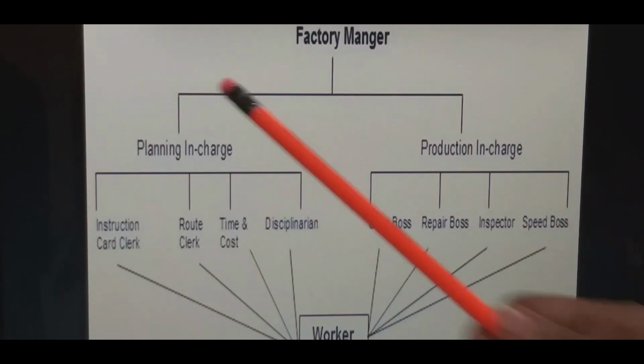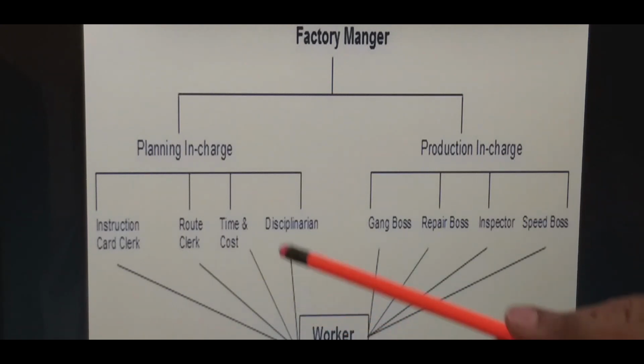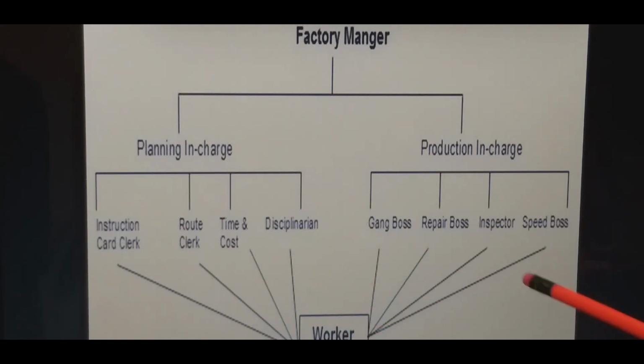He said that the planning department will be concerned only with the planning. They will not be concerned with the execution of the work. That will be the work of the production department, who will be concerned with the execution of the work. You can see here each worker will be supervised by each foreman who is there in these 2 departments. That is, a worker is being supervised by 8 foremen: 4 from the planning department and 4 from the production department.